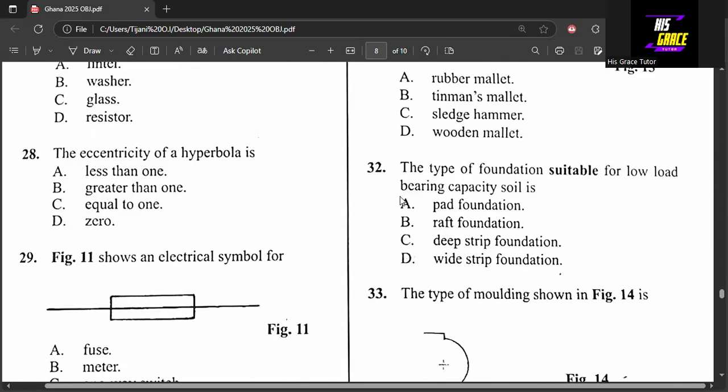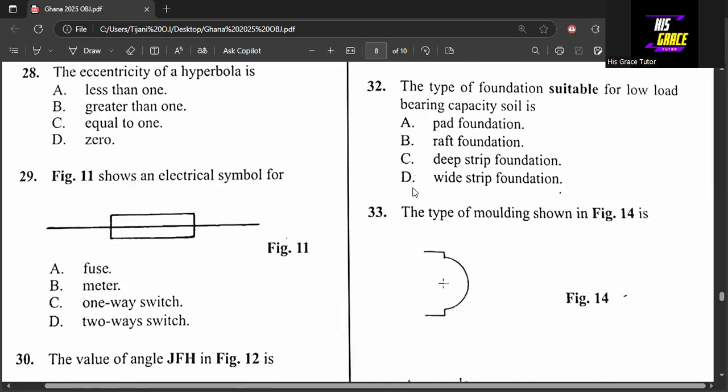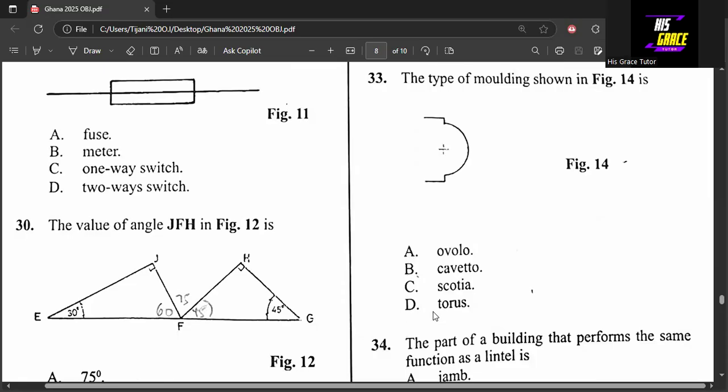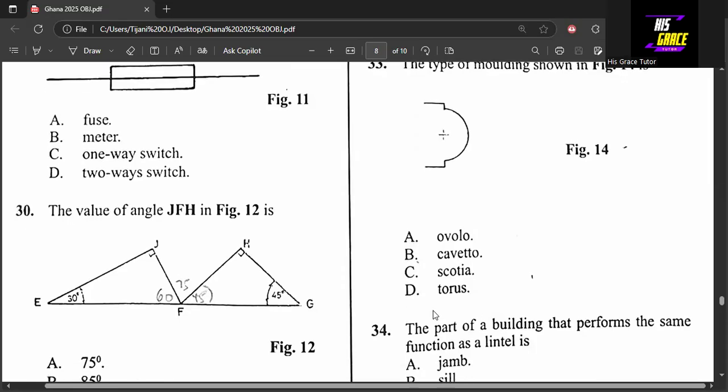Then question 32, the type of foundation suitable for low load bearing capacity soil is a raft foundation. The raft foundation is usually used for a waterlogged environment. So that is option B. This was the answer to question 32. Then the type of molding shown in figure 14 is torus. That is option D, the answer to question 33.